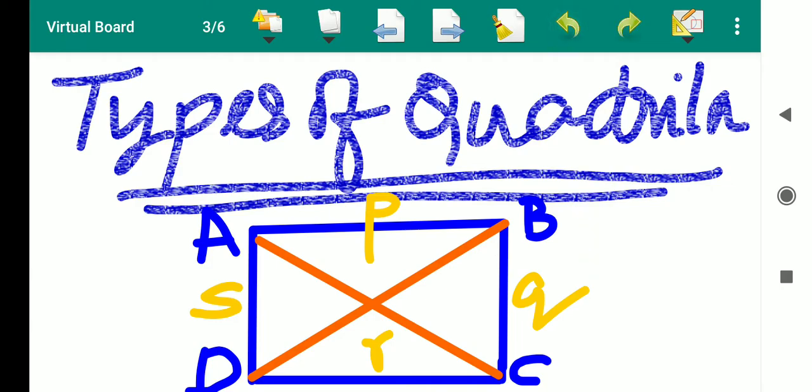Rectangle. If this is 90 degrees, this is a rectangle. If this is 90, this should be 90, this should be 90. That's why I said one angle of a quadrilateral is 90. The quadrilateral is said to be a rectangle if diagonals are equal. Only then it is said to be a rectangle. If all sides are equal, it is a square.